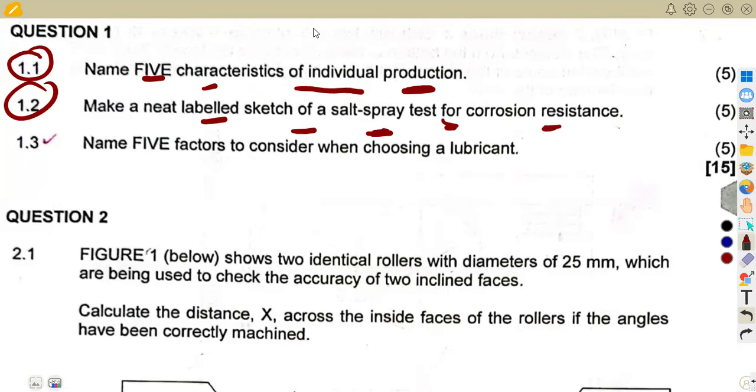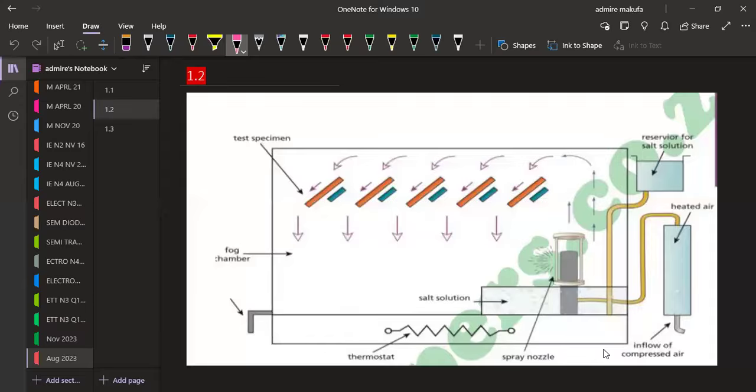All right, so what I'm going to do with time, I'm just going to show you guys the part of our theory and our diagrams. So this is the diagram that you need for a salt spray test for corrosion resistance. You're supposed to label all the parts that you're given there. Every part is supposed to be given. So I think that diagram was clear enough for you to obtain the 5 marks.